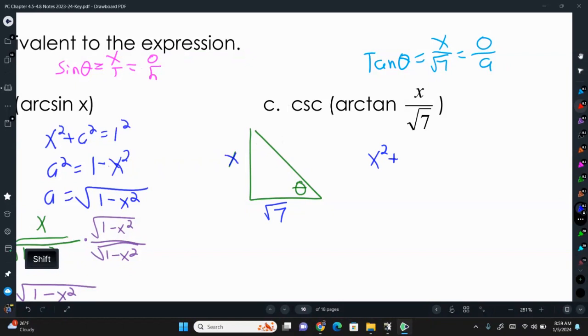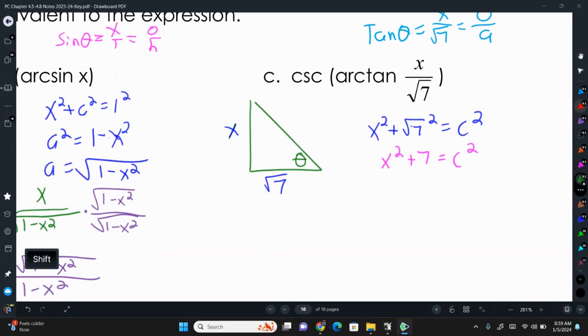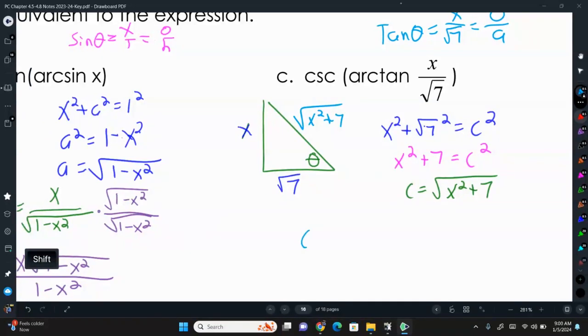So x squared plus the square root of 7 squared equals c squared. Well, all we can do is square the square root of 7. So then we have x squared plus 7 equals c squared, and then when we square root both sides, c is equal to the square root of x squared plus 7. So that's what our hypotenuse is going to be. So the cosecant here is going to be the hypotenuse, the square root of x squared plus 7, over the opposite side, which is x.